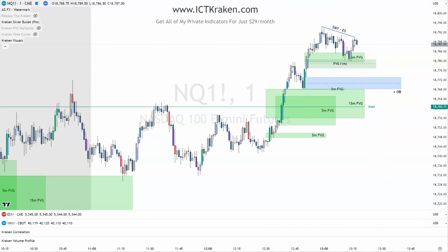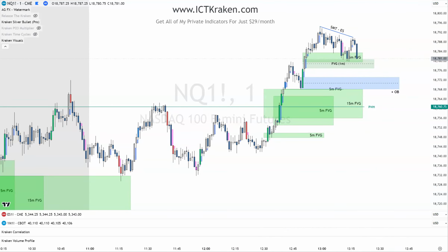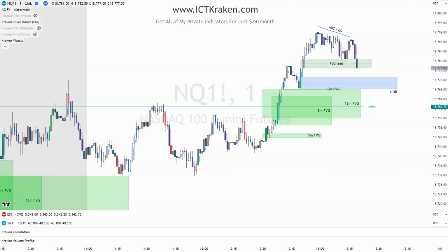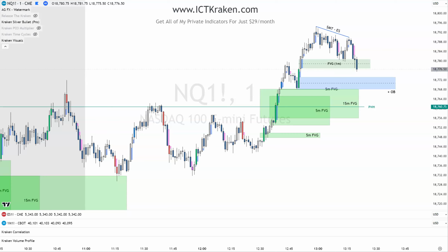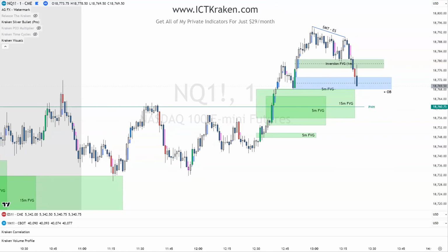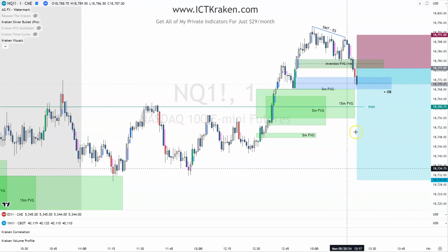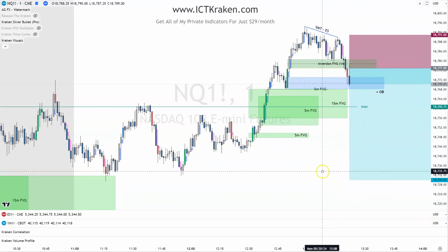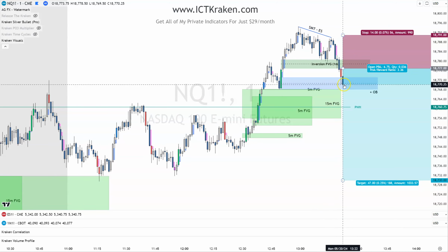I want to see, that's a 5-minute fair value gap. It gets traded through. All right, so that is now an inversion fair value gap. So as soon as price trades into it, well, we would have taken a short right there. I don't really want to use it right there. If I take my short, it's going to be right here.